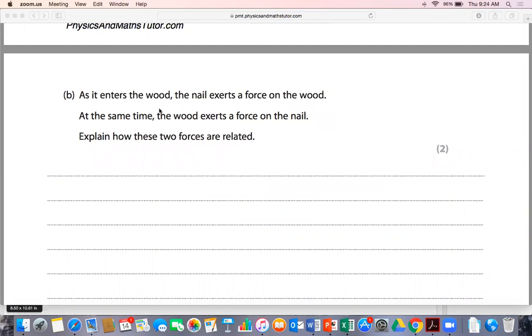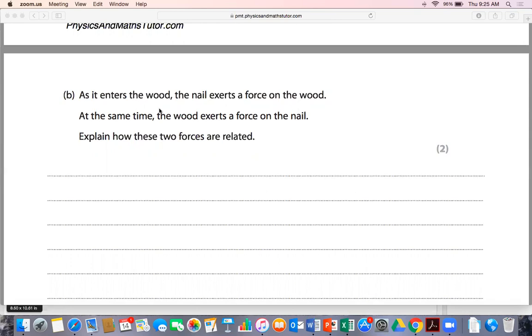Okay, so now, actually this is much simpler than that. It's just a very straightforward question. So if you see, the question says, as the nail enters the wood, the nail exerts a force on the wood. So the force is downwards. The nail is moving downwards into the wood, right? So the force exerted by the nail is downwards. And then at the same time, the wood exerts a force on the nail.